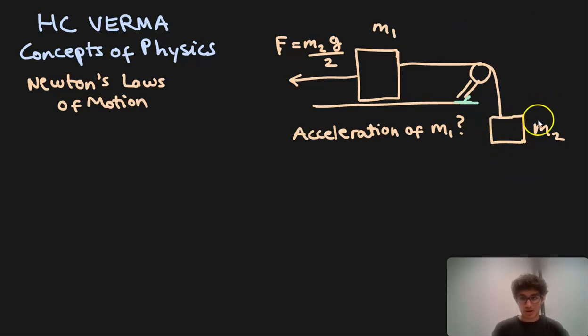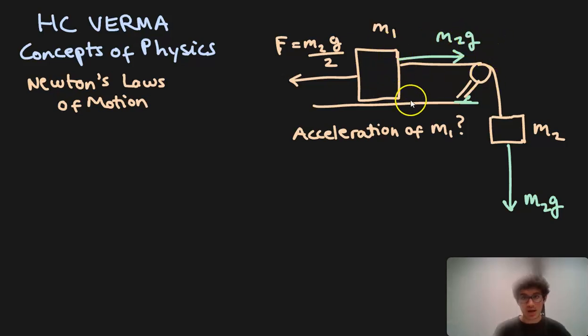The first thing to notice is that there will be a gravitational force on m2, so it's going to be going downwards, right? And it's going to have magnitude m2g. It's just this mass times the force of gravity, and the same force is going to be transmitted to m1 over here. It's going to be exerted on m1 by m2, so we can write that over here.